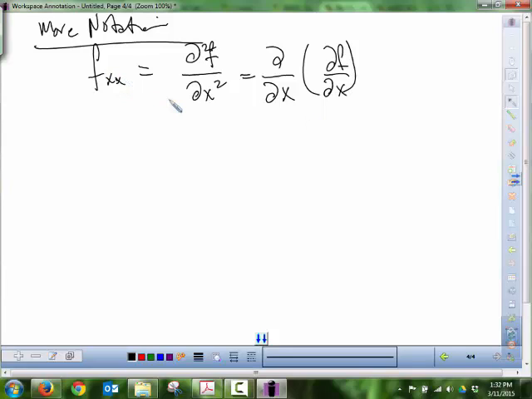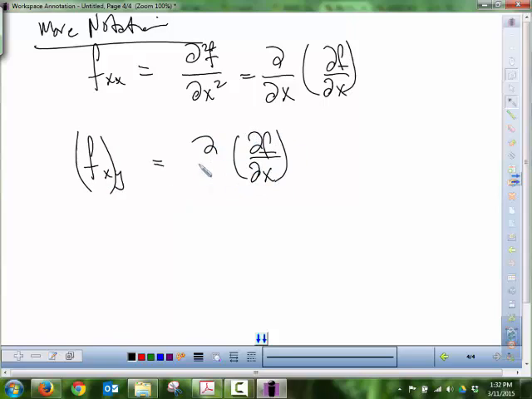So that makes sense for the xx and xy, but notice what happens when we start looking at the mixed partials. This is taking the derivative of f with respect to x, and then from there taking the derivative of that with respect to y. So if you put it together, this is d squared f, and then dy comes first, and then dx comes second.